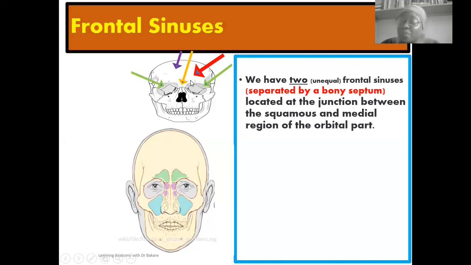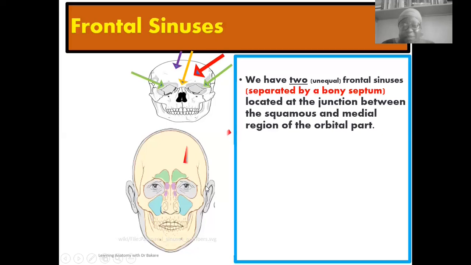So the other one will also be located between the junction of the squamous part of the frontal bone and also the medial region of the orbital part. This is the orbital part of the frontal bone. This is the medial region, and this is the lateral region. So the medial region of the orbital part of the frontal bone, where it forms connection with the squamous part of the frontal bone, at this region is where we have the placement or the location of the frontal sinus.